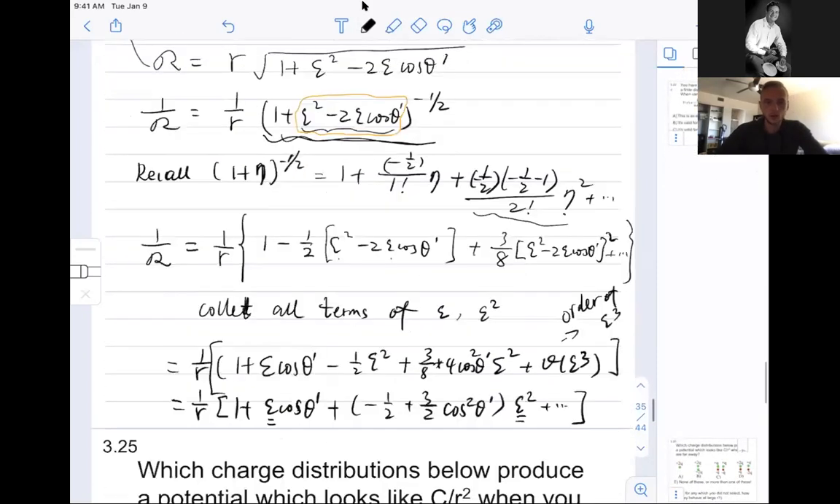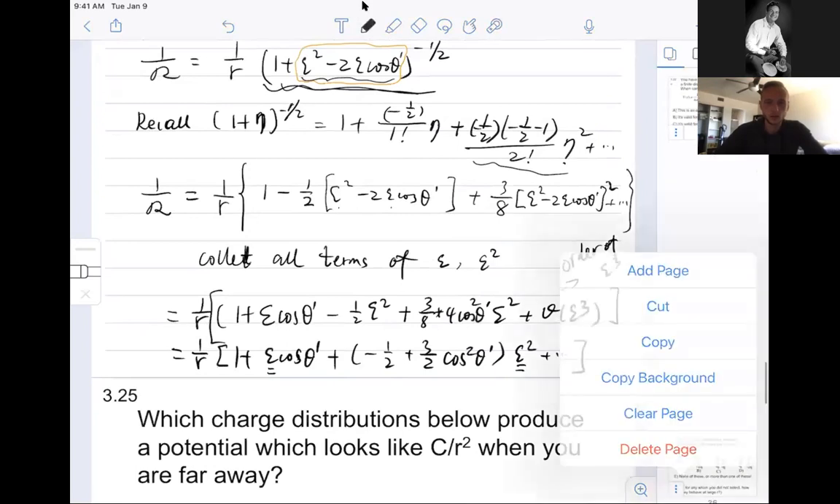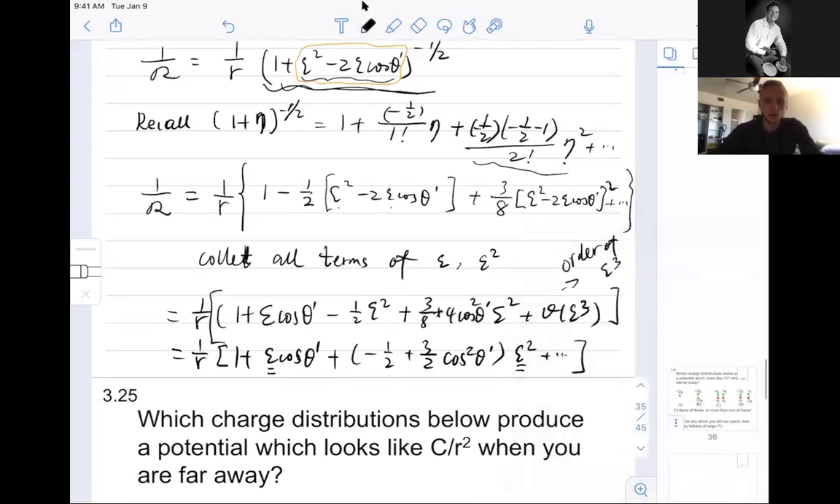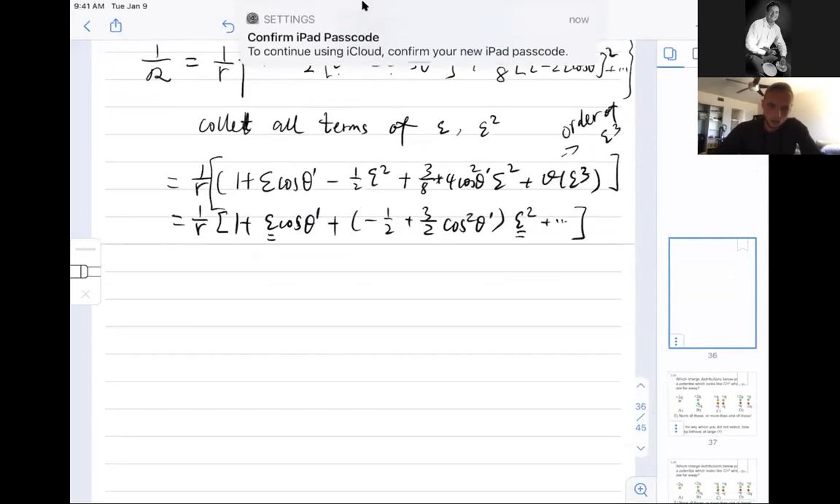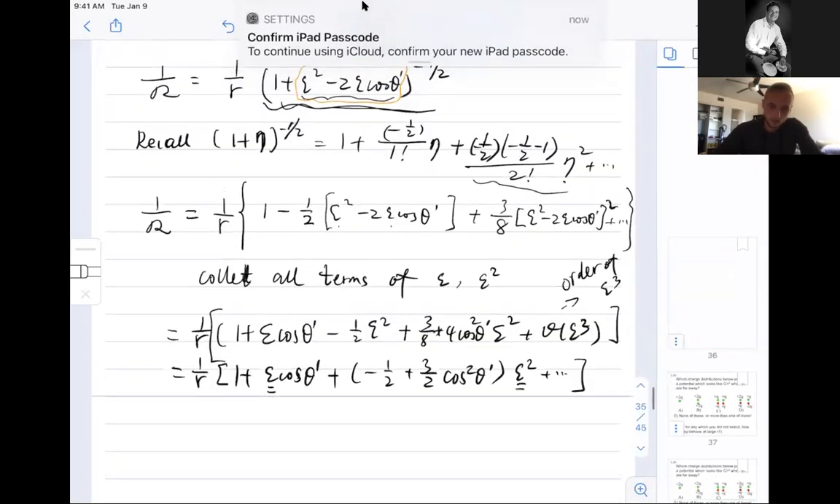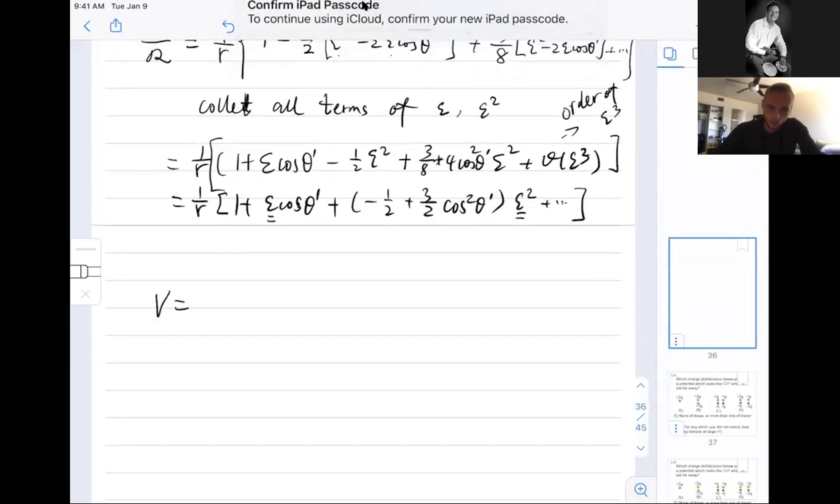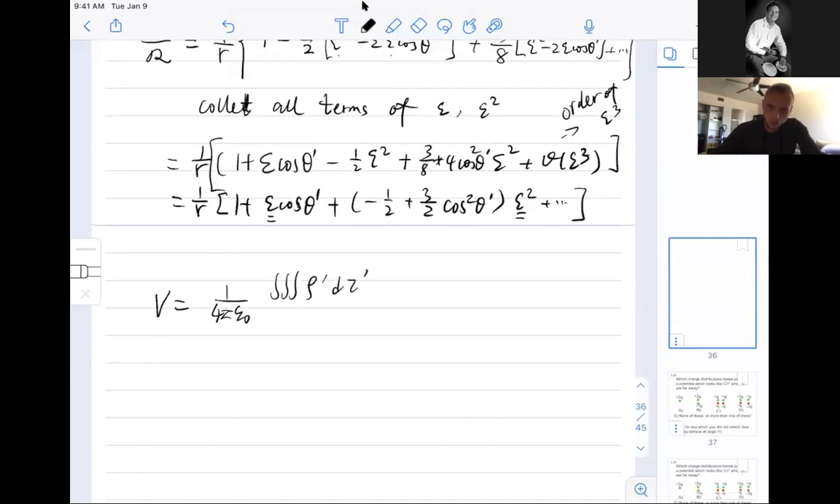Can't make this go up, but let me add another page here. Hopefully I can bring it up. Okay, so now we have another page. All right, so finally, we're ready to plug this back in to get our potential. So recall our potential is 1 over 4 pi epsilon naught, this over the script r. Okay, and 1 over script r is now expanded. We're ready to plug it in. Okay, so V is going to be 1 over 4 pi epsilon naught.